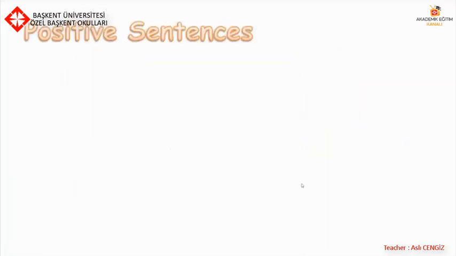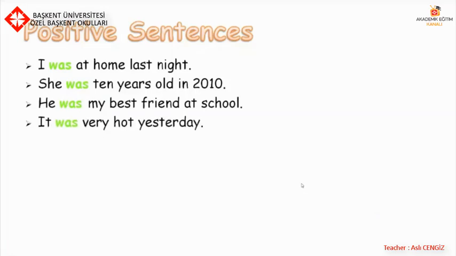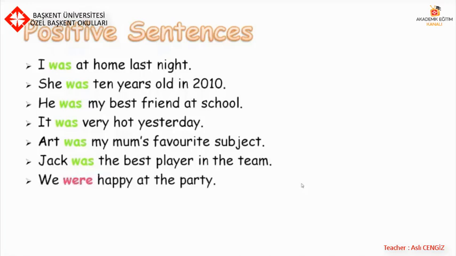Now let's see how we can make positive sentences with was and were. I was at home last night. She was 10 years old in 2010. He was my best friend at school. It was very hot yesterday. Art was my mom's favorite subject. Jack was the best player in the team.